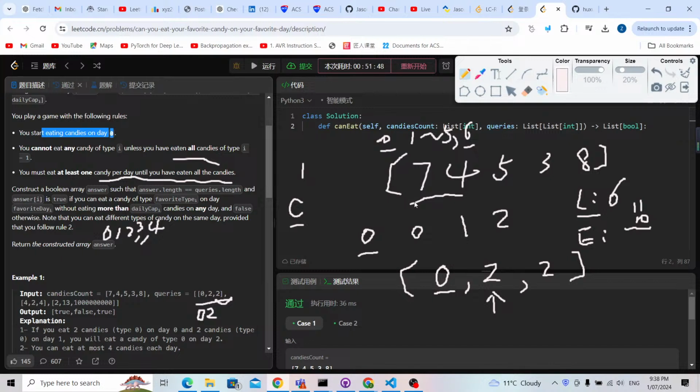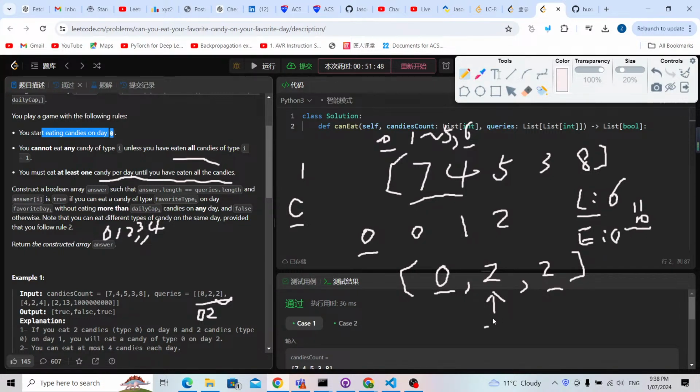Because on day 0 we have 7 candies. We have enough candies to eat, and we have a capacity of 2. Even if we eat 2 candies, definitely on day 0 we can eat those 2 candies. So this means the earliest day to eat candy of type 0 is day 0.